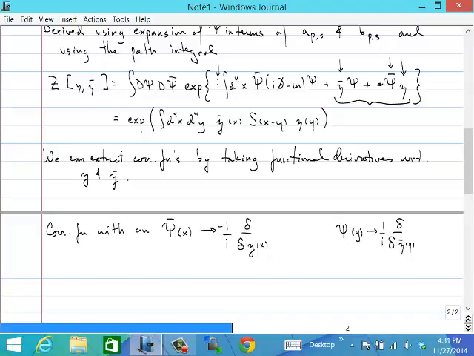And then you have three fermion propagators. So you have a propagator from x to W1, a propagator from W1 to W2, and a propagator from W2 to Y, along with two boson propagators. So there's a propagator from W1 to Z1, and a propagator from W2 to Z2.